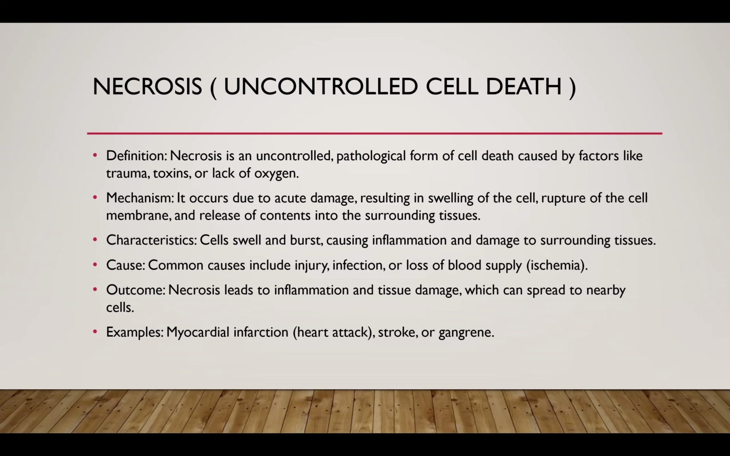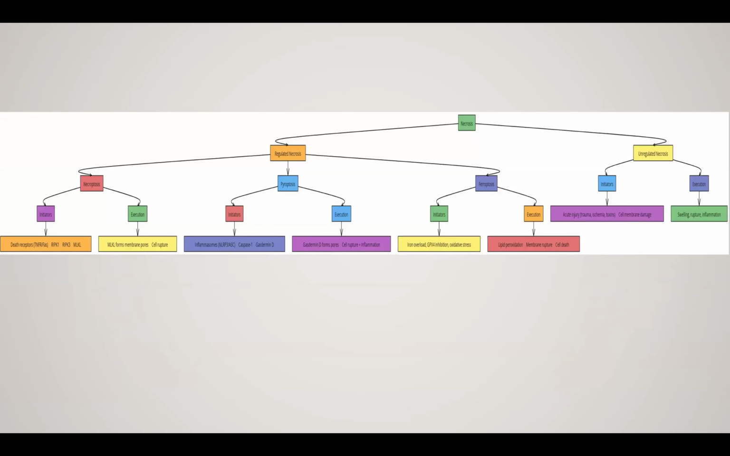Characteristics are: cells swell and burst, causing inflammation and damage to the surrounding tissues. Common causes include injury, infection, or loss of blood supply, ischemia. Outcomes. Necrosis leads to inflammation and tissue damage, which can spread to nearby cells. Examples include myocardial infarction, heart attack, stroke, or gangrene. Now I call my friend to explain further.